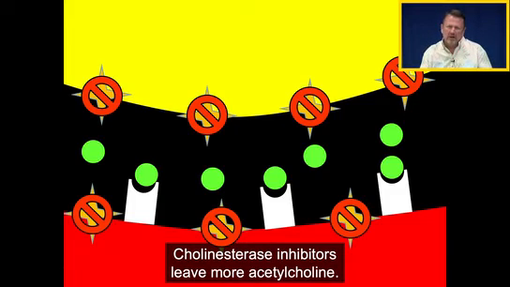So again, if I block acetylcholinesterase with cholinesterase inhibitors, I leave more acetylcholine, as if I used a drug that is a cholinergic agonist. And I did that indirectly by blocking its breakdown, and we'll see this strategy in pharmacology throughout.